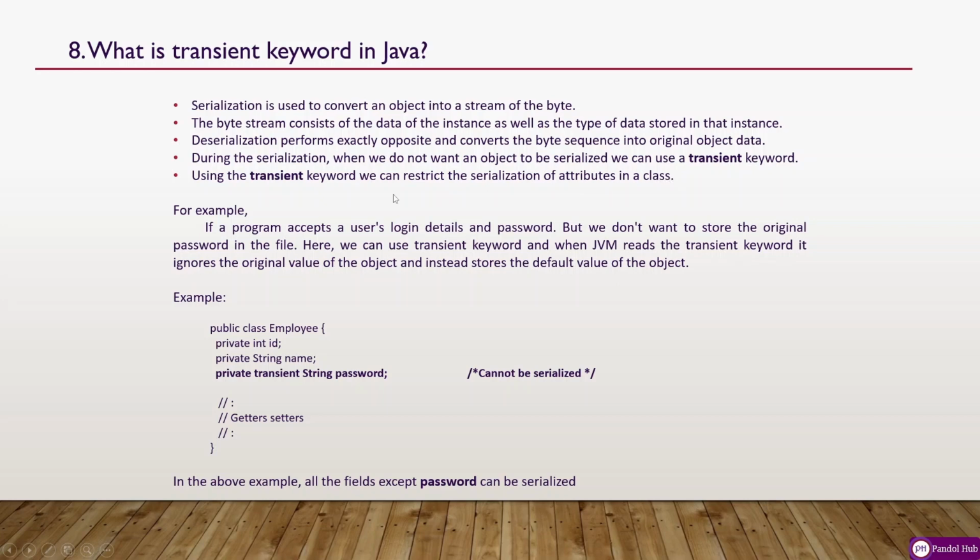So this is straightforward. For example, if a program accepts a user's login details and password, but we don't want to store the original password in the file, here we can use the transient keyword, and when the JVM reads the transient keyword, it ignores the original value of the object and instead stores the default value of the object. So here we have an employee class which has an ID, name and a password. This password I am declaring to be transient. So when this object is being serialized, this field will not be considered as it is a transient variable. Instead, a default value will be stored, skipping this attribute from this class object.